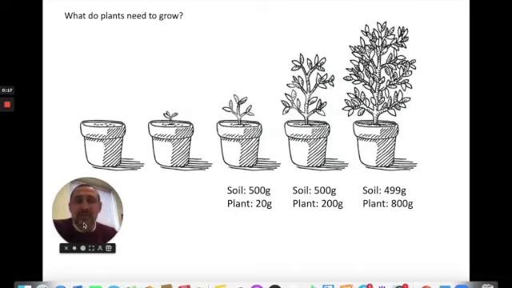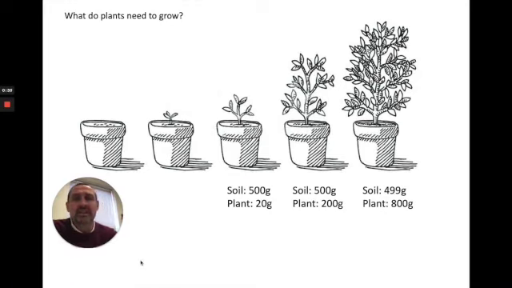This experiment, which was done hundreds of years ago, illustrates that soil is not an important component to plant growth. So what materials do plants use to grow? Well, that question is answered by the process of photosynthesis. Photosynthesis is simply taking water, carbon dioxide, using the power of sunlight to make glucose and oxygen.